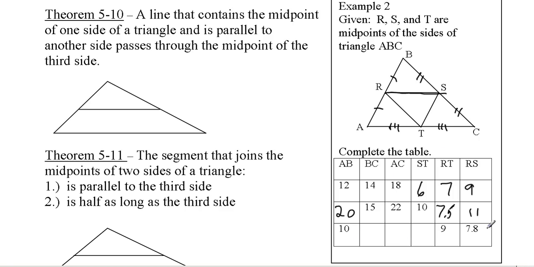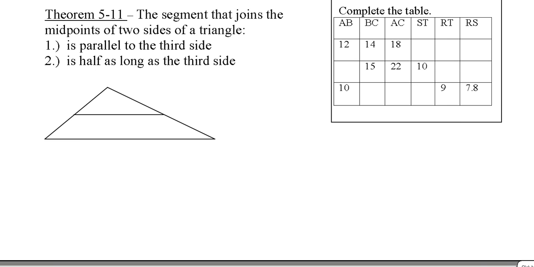And the last row, if AB is 10, then ST is half of that, which is 5. BC, remember, was twice as big as RT. So if RT is 9, BC is 18. And AC was twice as long as RS. So if RS is 7.8 or 7 and 8 tenths, AC is 15 and 6 tenths. And that's the end.